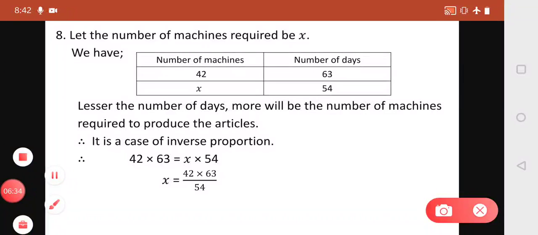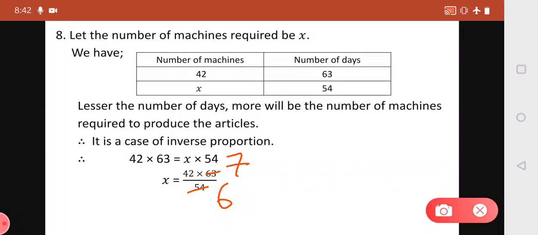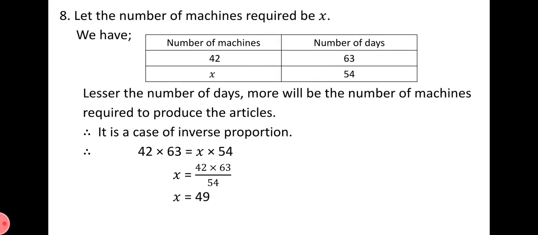Here we can cancel and reduce the given division. So we will get here 9 7s are 63 and 9 6s are 54. Again we can cancel here, 6 1s are 6 and 6 7s are 42. So we have 7 multiplied by 7, that is x equal to 49. Therefore the required number of machines is 49. Means if the production of given articles is to be completed in 54 days, then 49 machines are required.